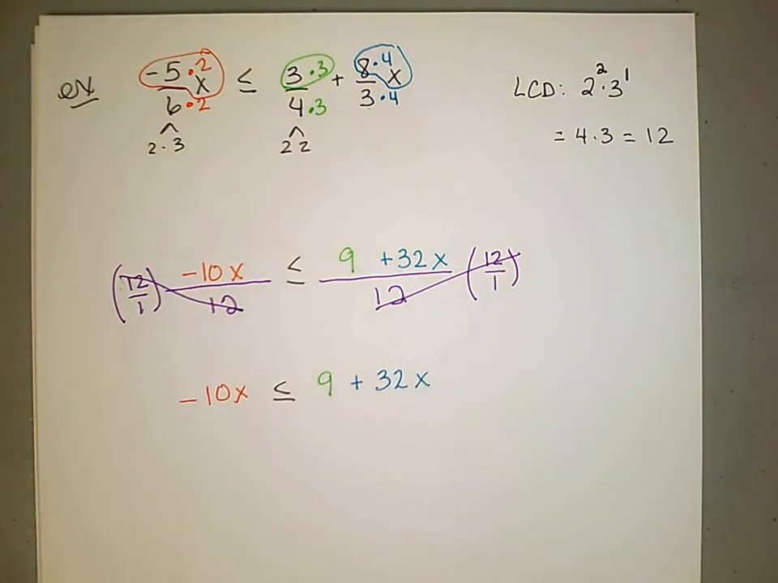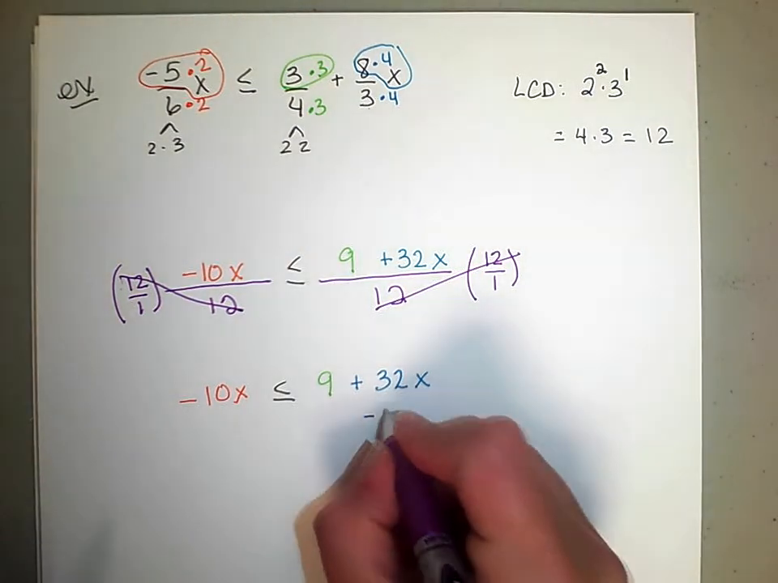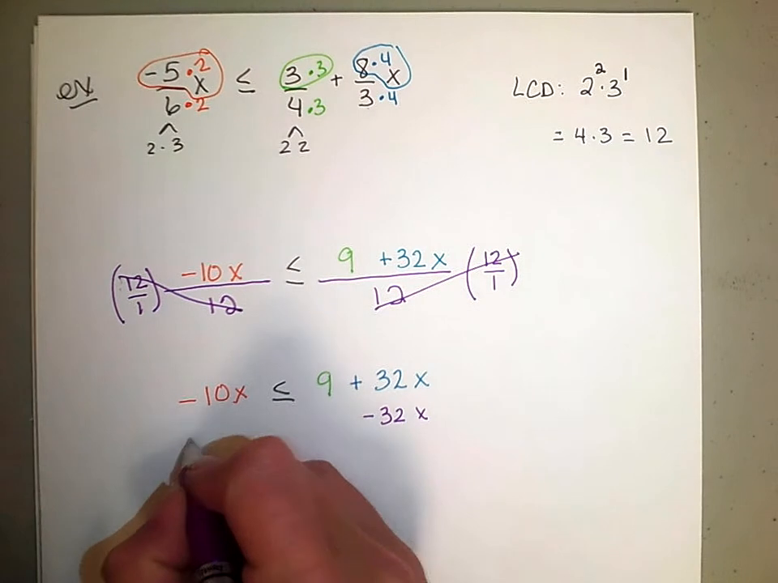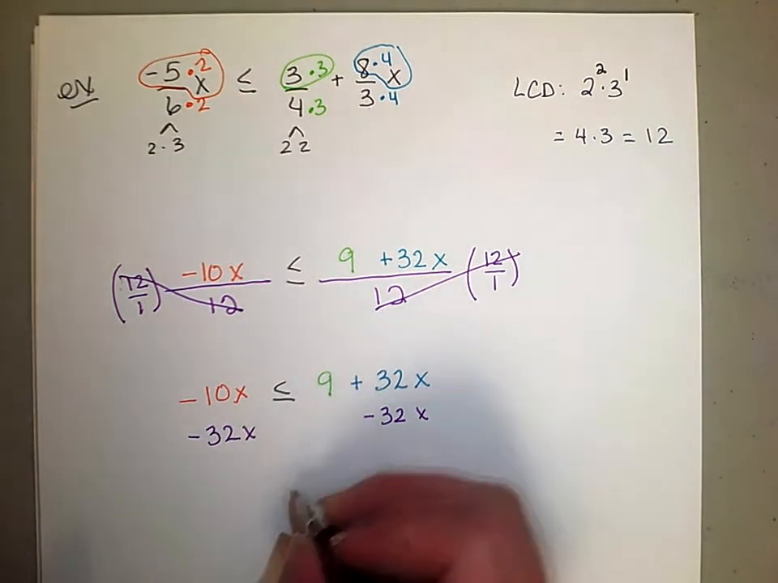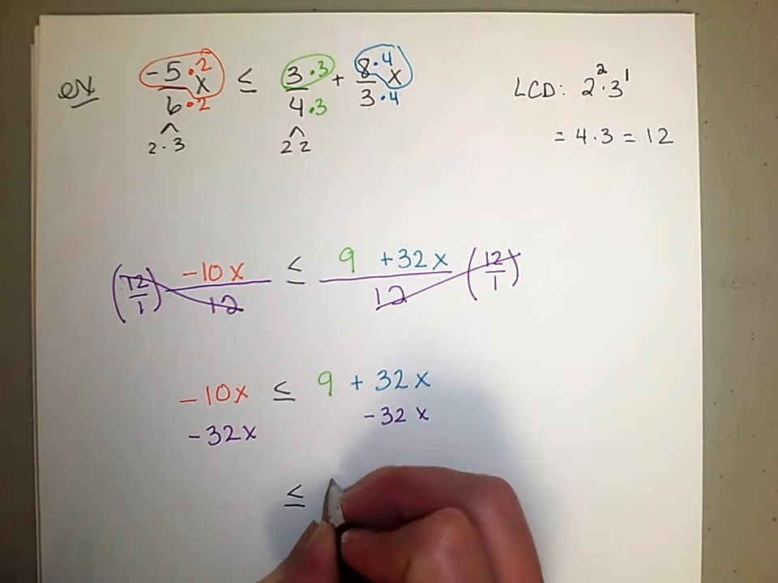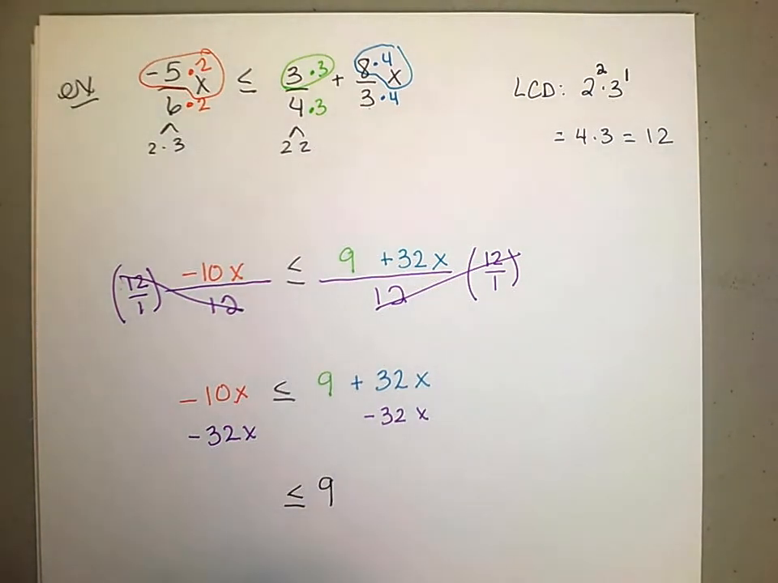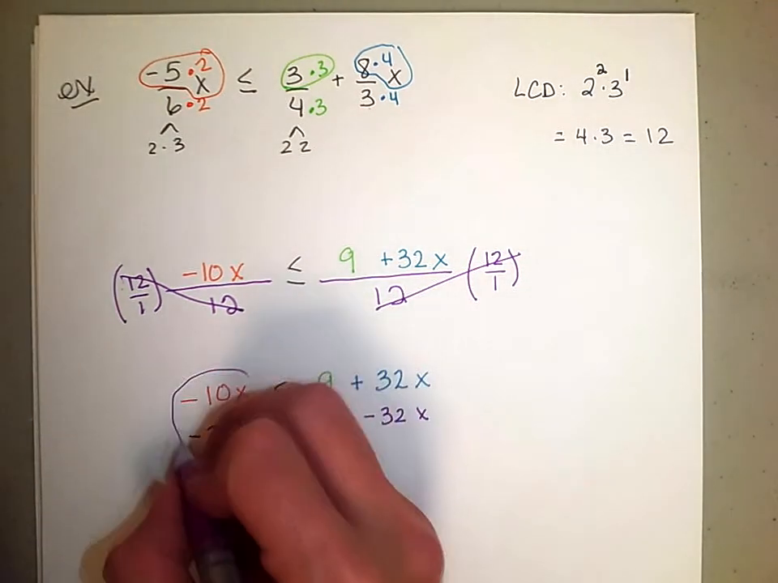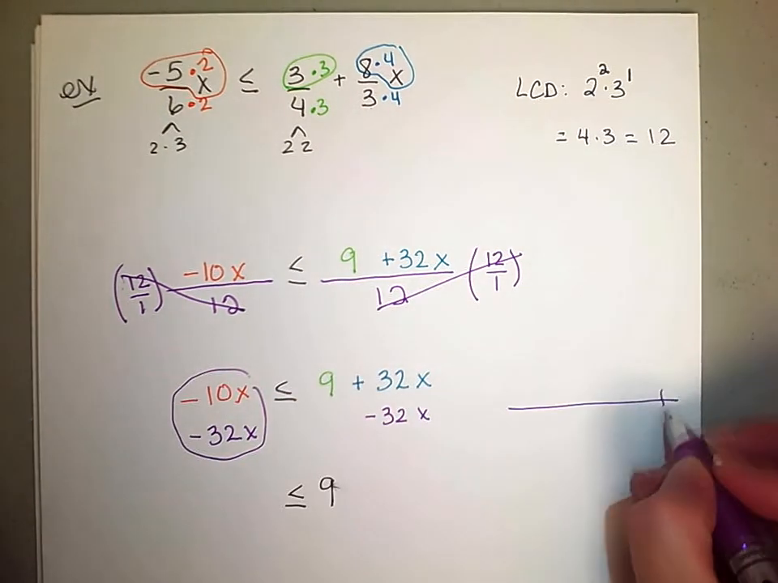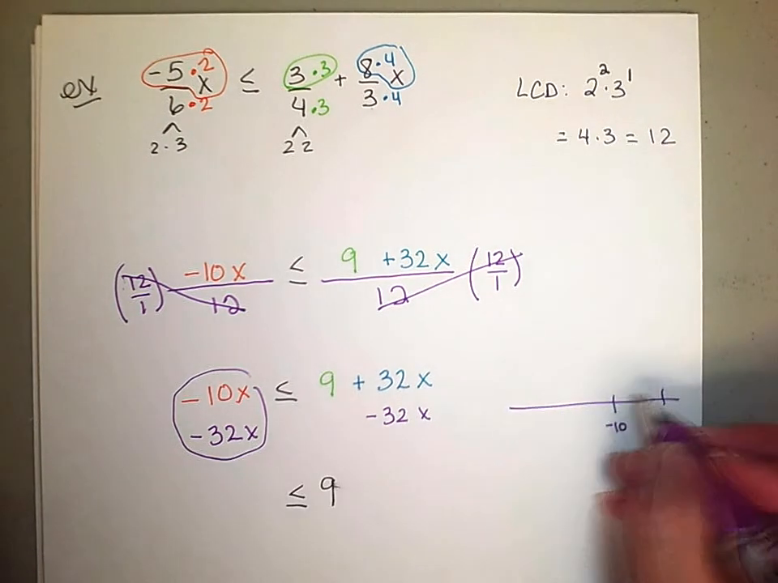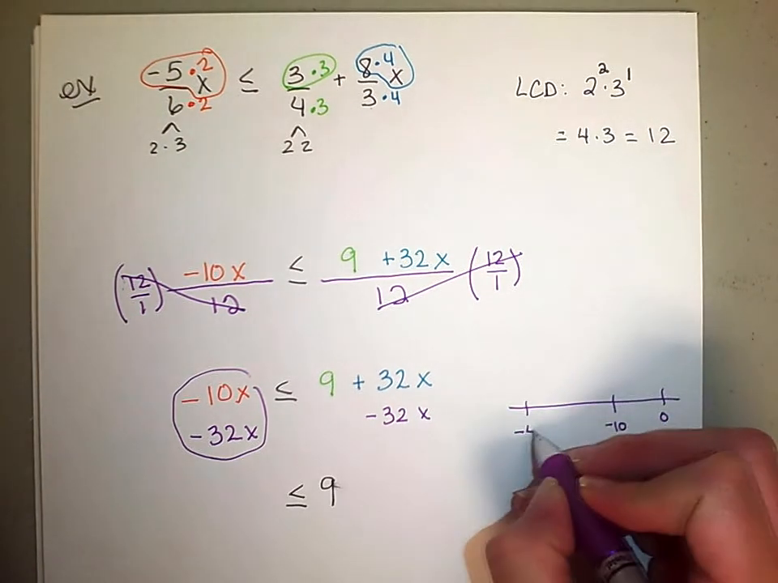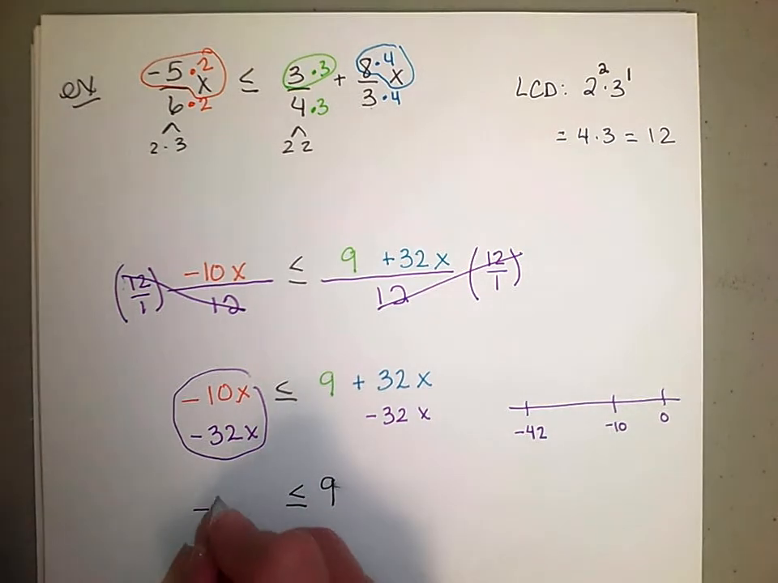And now we can solve this. This is just a simple linear equation. Let's subtract 32x from both sides. So on the right-hand side, we'll have less than or equal to 9. And again, we're in this situation of becoming more negative. If here's 0, then I go down negative 10 units, and then I'm going down an additional negative 32 to get to negative 42.